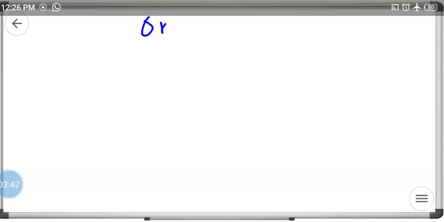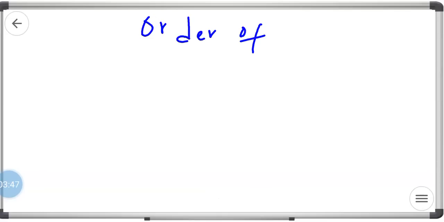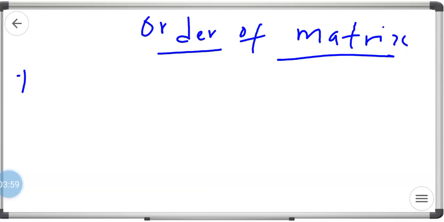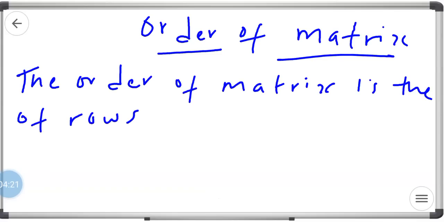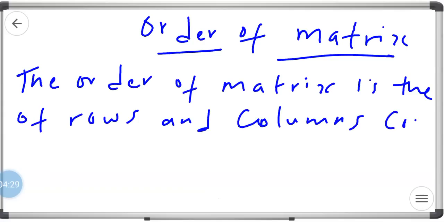So the order of matrix. The order of a matrix is the number of rows and columns contained in a matrix.